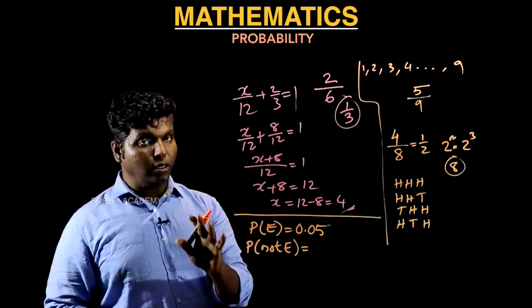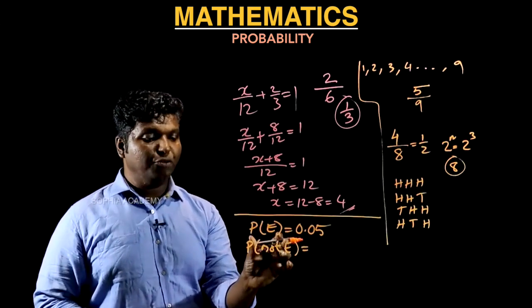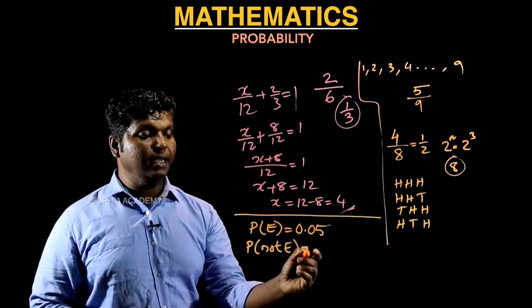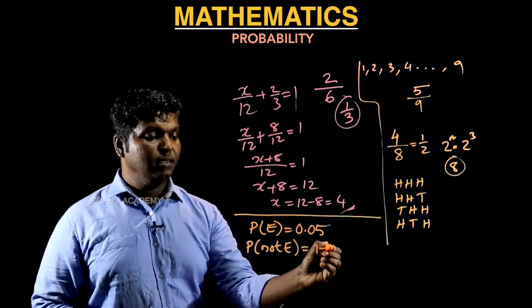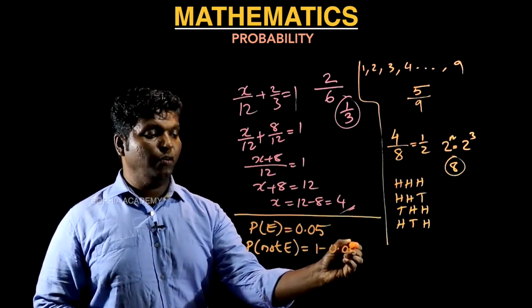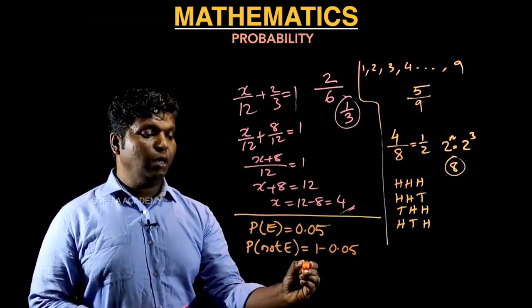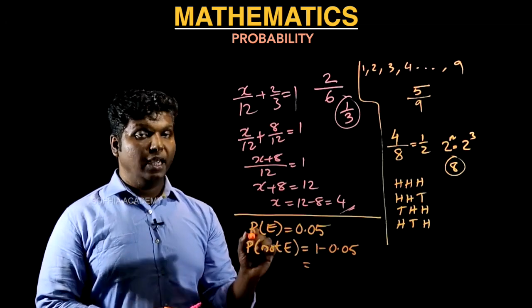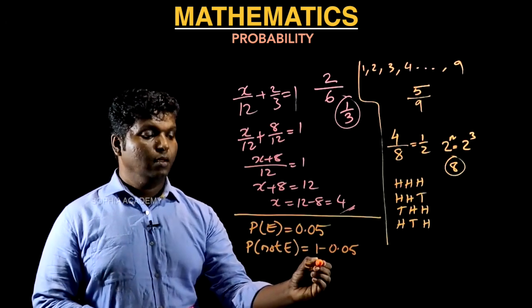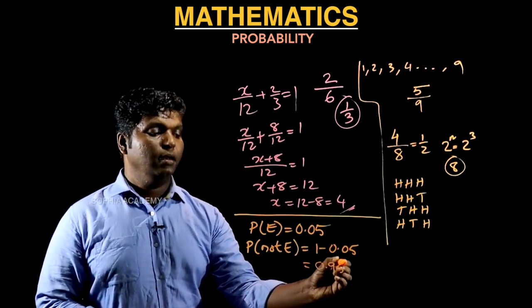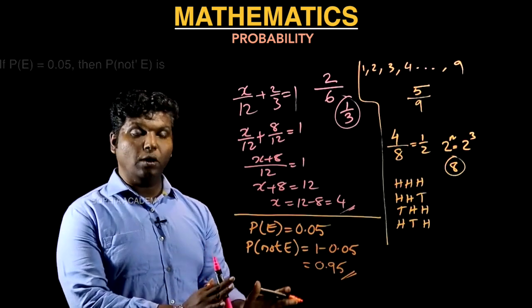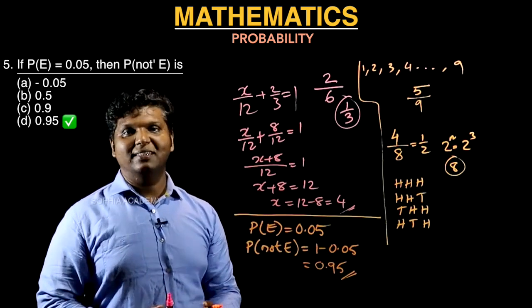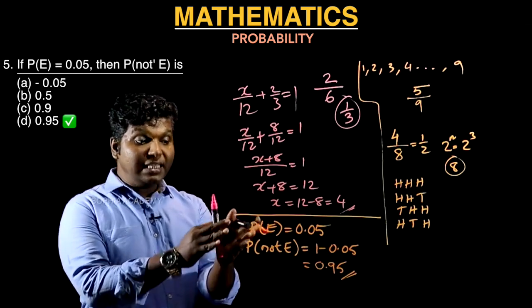So as I told you, the total probability is 1. If you want to find not E, it should be 1 minus 0.05. So tell me what will be 1 minus 0.05? It will be 0.95, right? Because the total probability is 1. So that's it. This is the way to deal with this typical type.